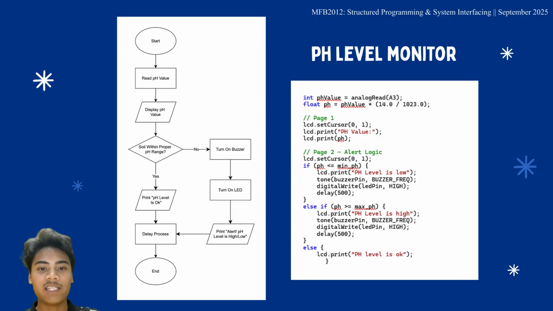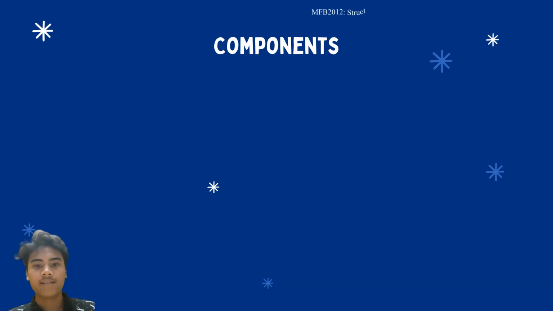And if the pH level is within the minimum and maximum threshold, it will display a pH level is okay status, and the LED and buzzer will deactivate. Next, here is the full I/O list of components for our system.